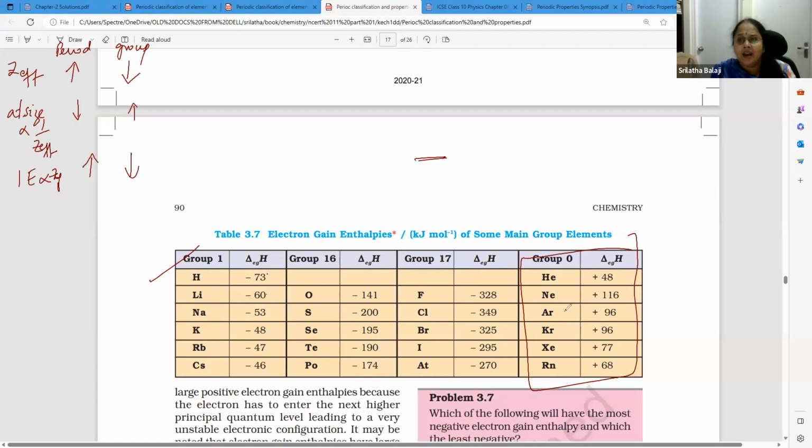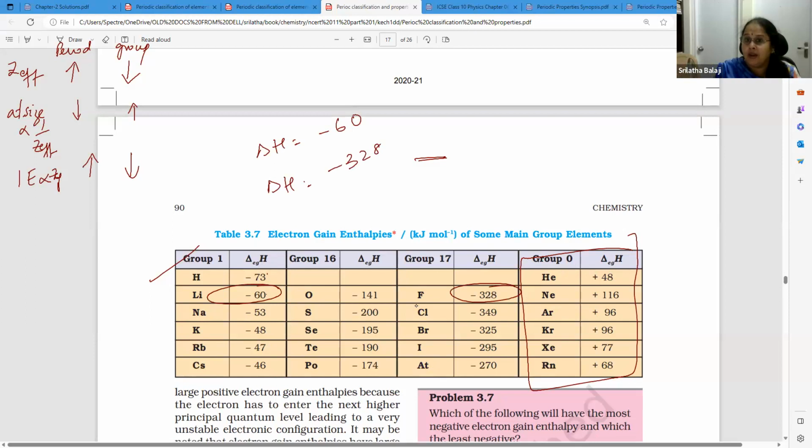So what did I say? It's more negative or less negative? So what do you mean by more negative? What do you mean by less negative? See, delta H is minus 60 and I'm saying delta H is minus 328. Let me just observe this pattern.